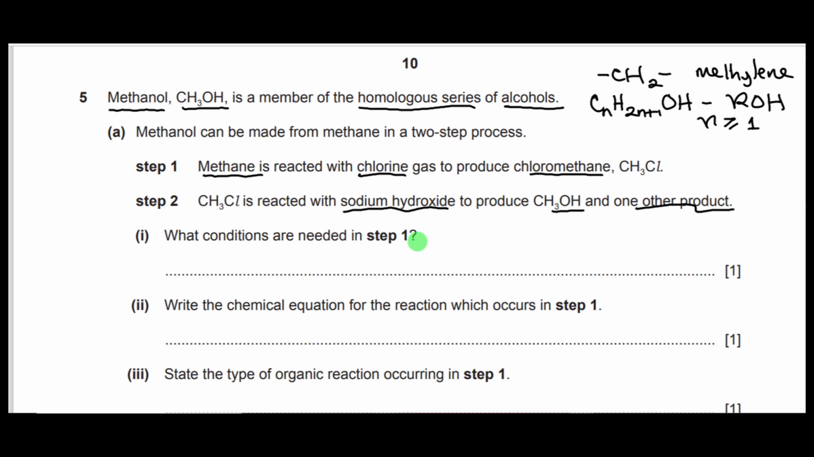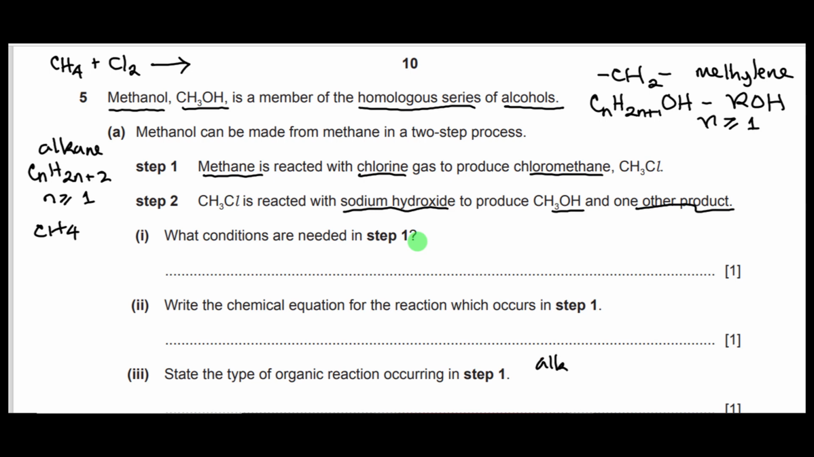Now in step 1, we get chloromethane from the reaction between methane and chlorine gas. Methane is an alkane, that's CnH2n+2, where n is greater than or equal to 1, and methane is CH4. When a halogen reacts with an alkane, a haloalkane is always formed. So let me write that here first.